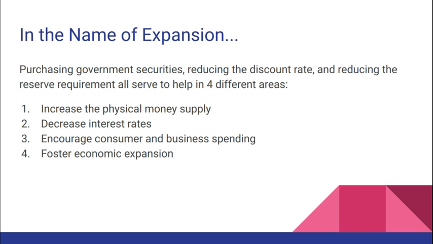So economic expansion is when you're trying to encourage people to spend money. Purchasing government securities, reducing the interest rate and reducing the reserve requirement serve to help in four different areas. It increases the physical supply of money. There's more money, people can spend more of it. They're going to decrease interest rates so that people are more willing to go out and get a car loan, a home loan, student loans. All of those things are affected by the Federal Reserve's interest rate. It's going to encourage consumer and business spending, and it's going to foster economic expansion.